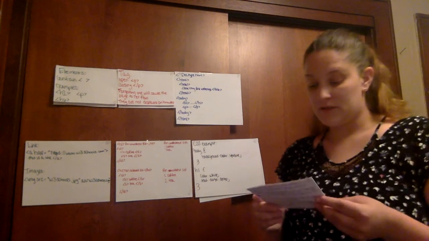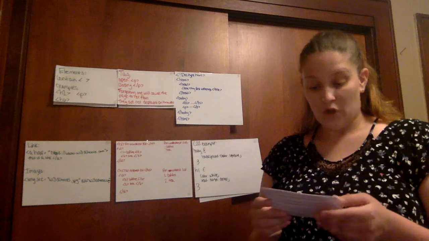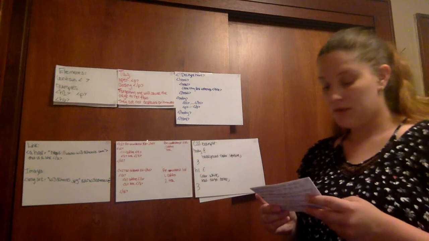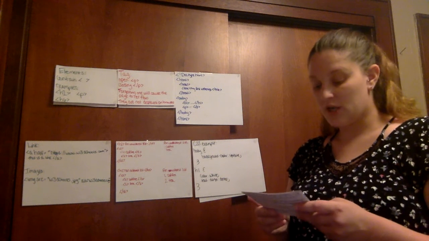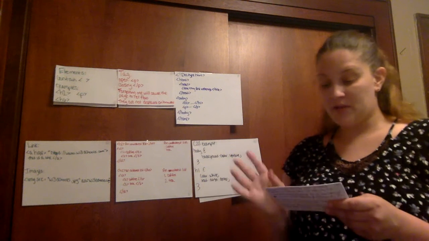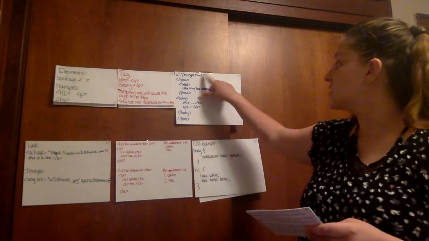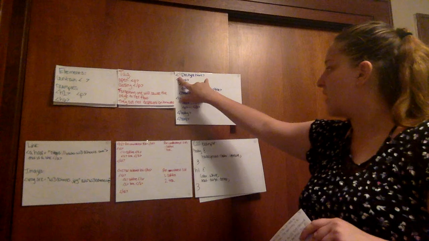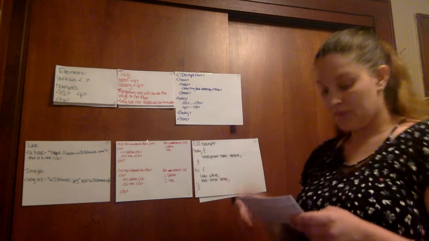All HTML documents require the same basic structure. The opening line is your doctype, HTML, which defines the document as HTML5, which is the most current HTML being used. It appears at the top of the page and it only appears once. So here you can see I have my brackets and I have my doctype.